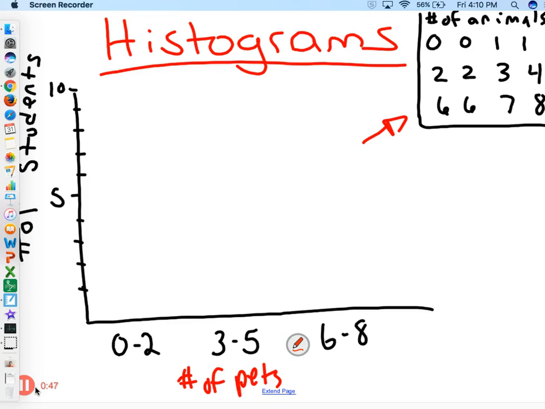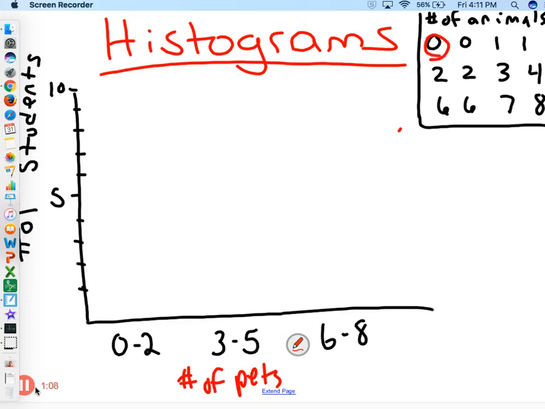So our intervals are from 0 to 2, 3 to 5, and 6 to 8. What we're going to do is take all these numbers up here, and think about these down here as bins that we can drop them into. So we're going to drop them in the bins and see how many there are. So let's take a look.